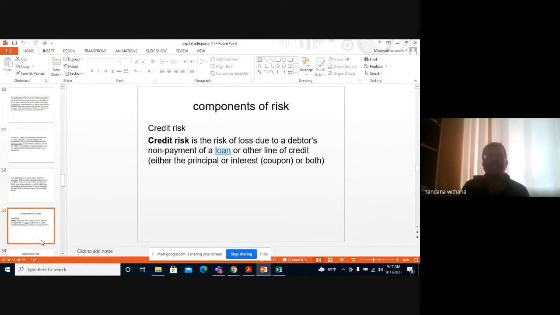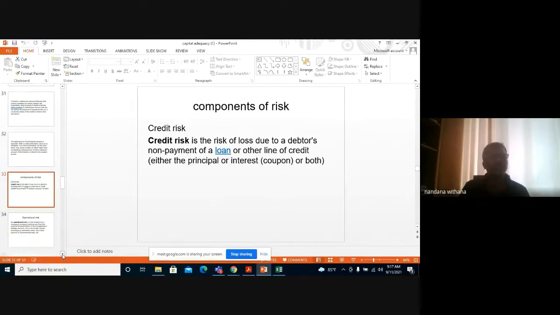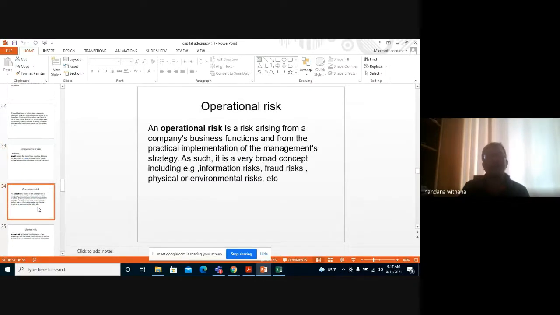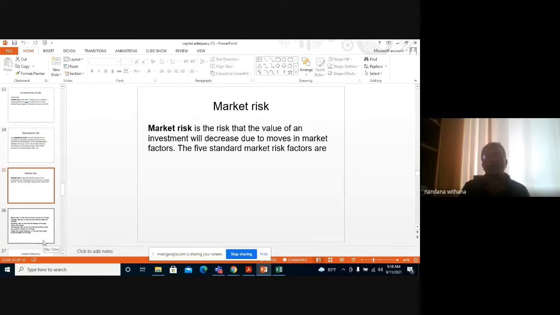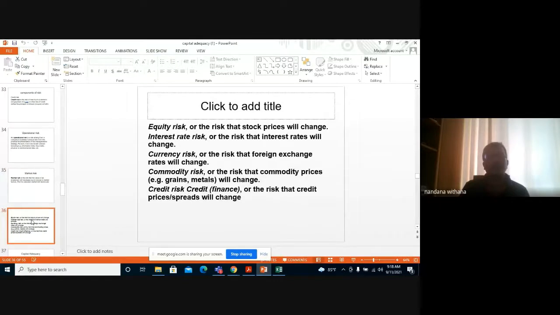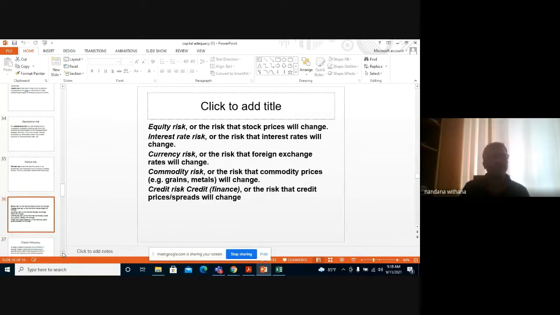Now, credit risk is the risk of debtors' non-payment. You asked that question earlier. Operational risk includes frauds, information issues, and physical or environmental events, like maybe flood, tsunami or fire. That is also part of it. Then market fluctuations. I have given you all you need to know under these risks. For example, commodity prices go up and down.